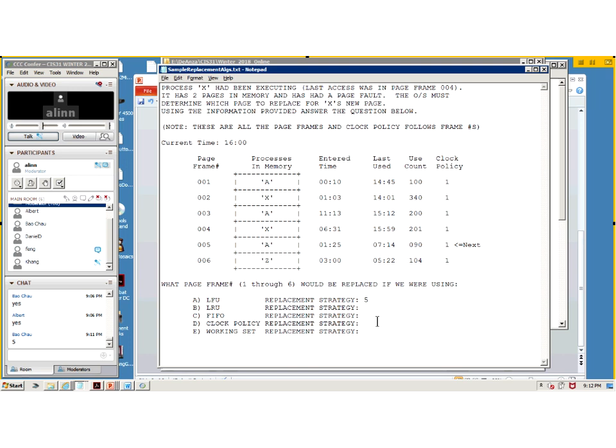Okay, somebody else. Least recently used. What page would get replaced? Daniel says frame 6. Last used is least recently used, and that's right, that was the oldest. It uses military time, right? The hour, military time. So 6 is right.